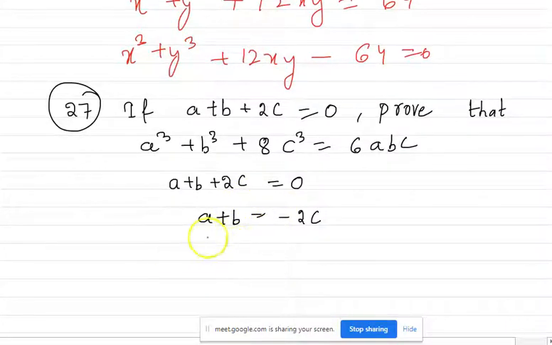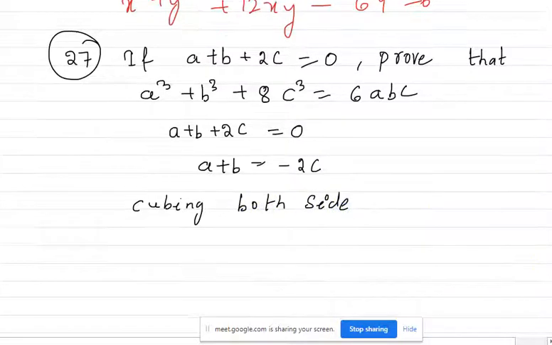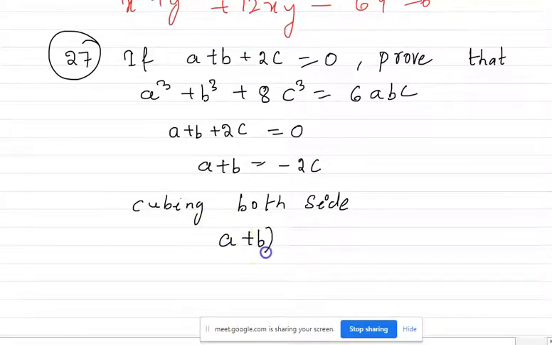Now I'll do cubing both sides. Now you may ask why I'm cubing both sides. I am cubing both sides because in the question it is told to prove that a cube plus b cube plus 8c cube is equal to 6abc. So I'll do cubing both sides. So I can write a plus b whole cube is equal to minus 2c whole cube.